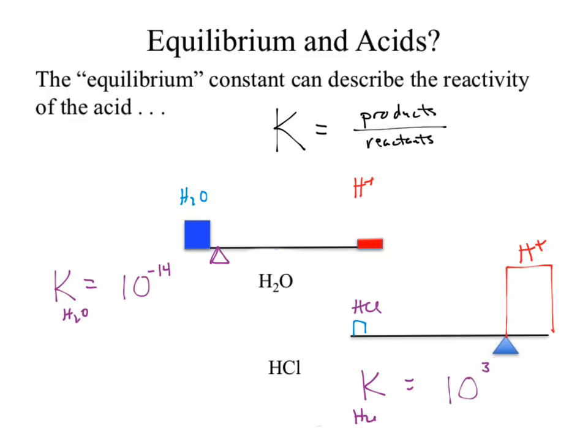Most Ks for reactions are 10 to the negative value. So relatively small Ks. Not 10 to the negative 14, but 10 to the negative 2, 10 to the negative 3. They sit somewhere around that 1 value. Some reactions, we get very, very large Ks.